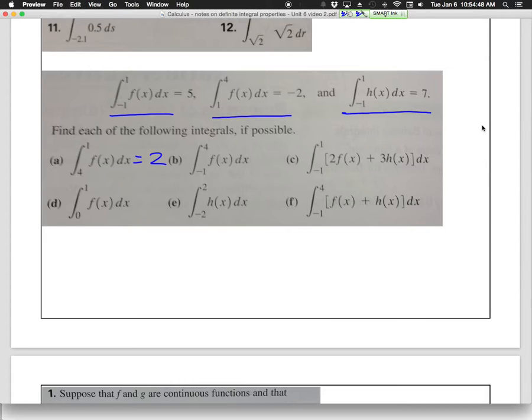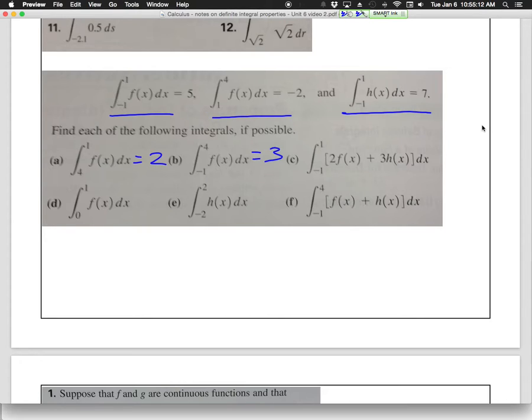Three. 3 is correct. And again, that's the one we were having most trouble with last hour. Everybody understand why that's 3? Because the integral from -1 to 4 is going to be -1 to 1 plus 1 to 4, and when I add these two together, I get 3.